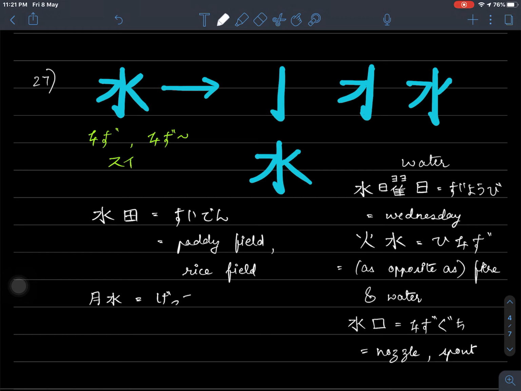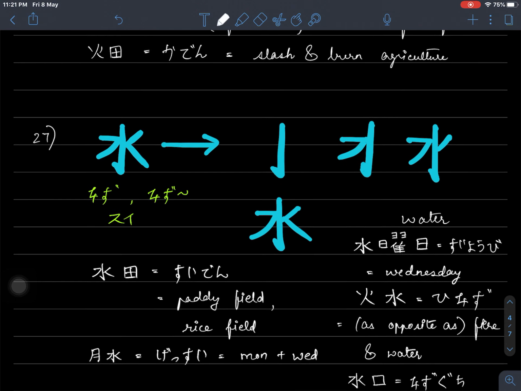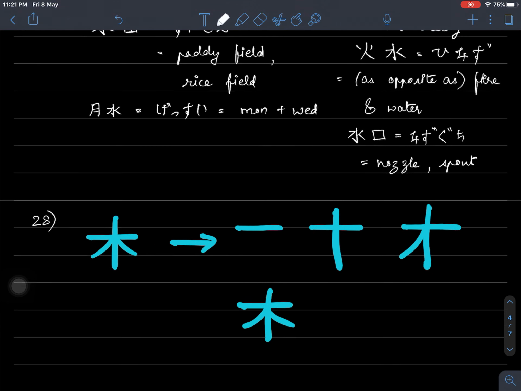This will be pronounced as Gesui, which means Mondays and Wednesdays. That's what that means. Mondays and Wednesdays. Gesui, not Getsui, it's Gesui. Please remember that there is a small tsu over there.